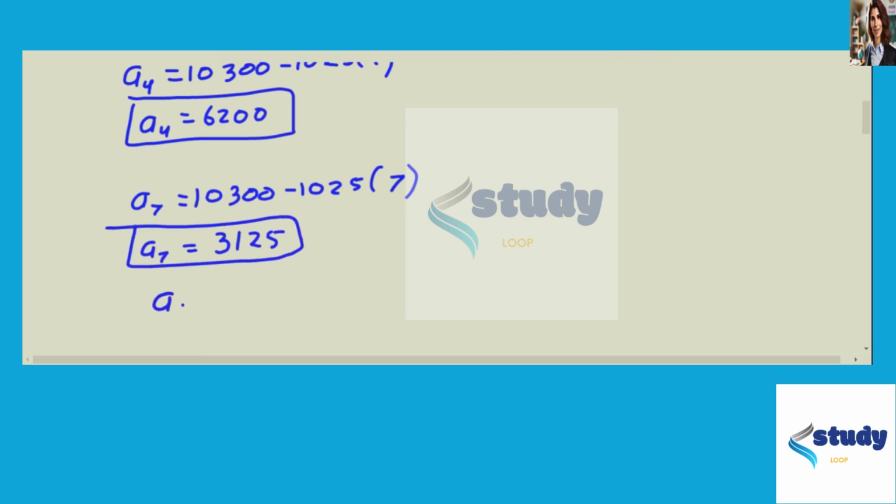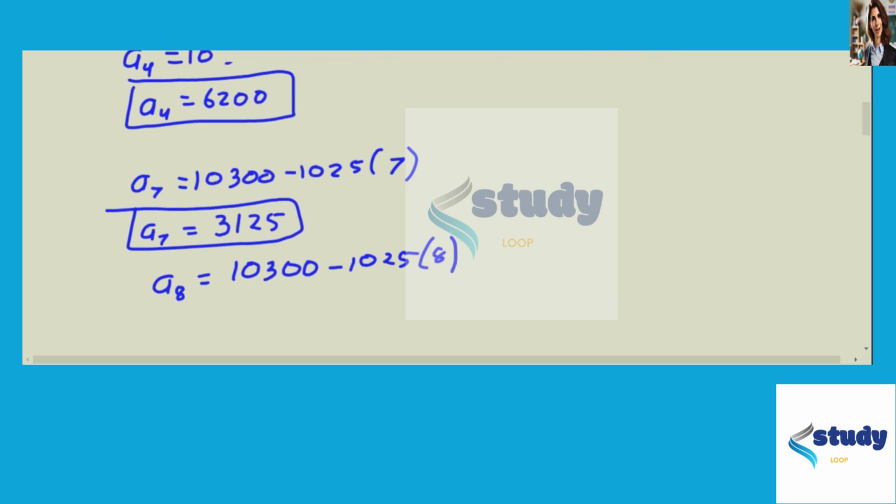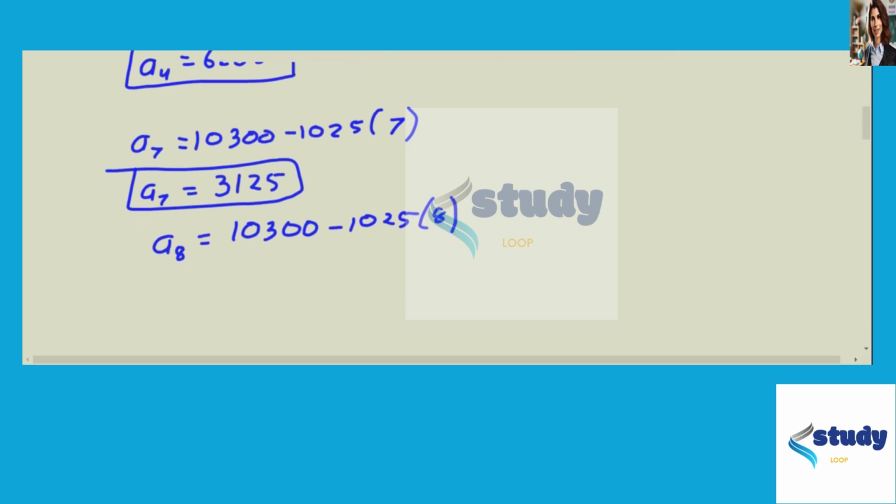And lastly, we have to find the value after 8 years. We'll substitute in 8 for t. So 10,300 minus 1,025 times 8. 1,025 times 8 is equal to 8,200, and 10,300 minus 8,200 is equal to 2,100. So now we've found the value after all of those given years.